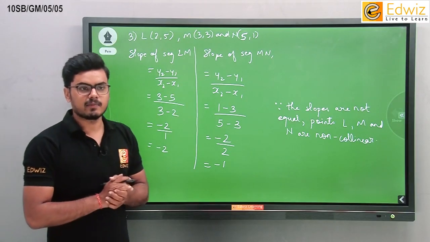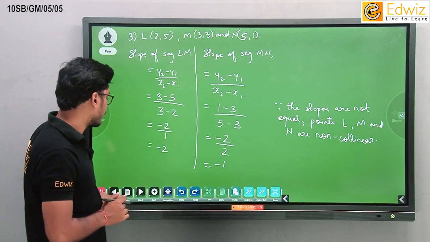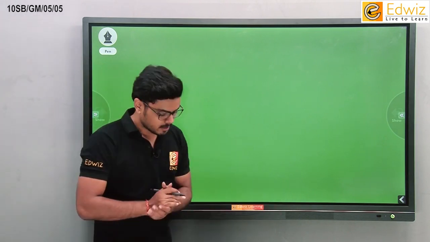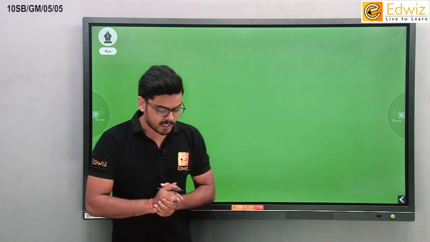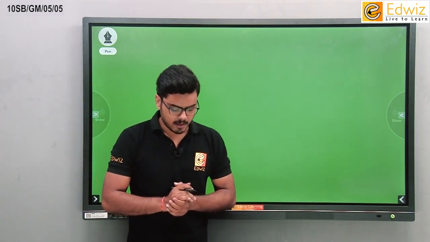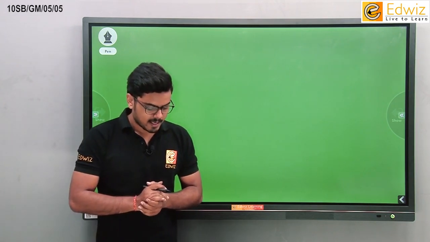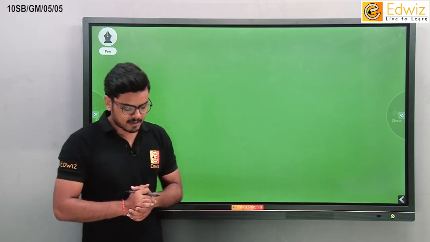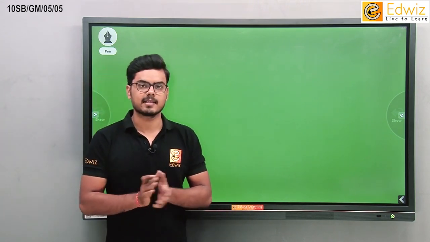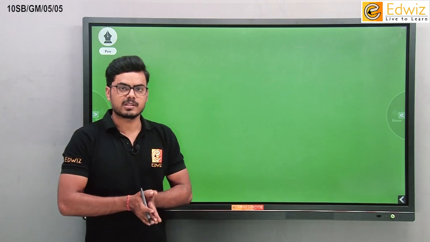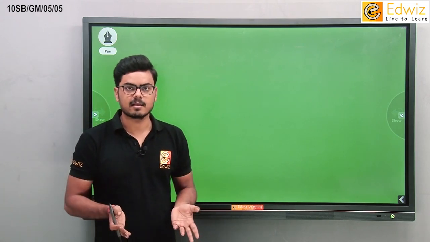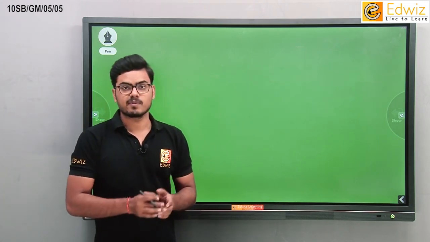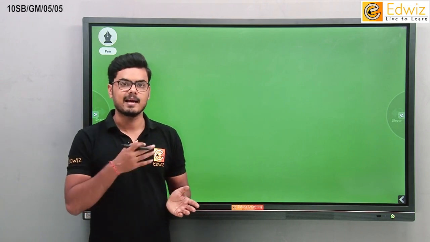Okay, so let us start with question 4 now. I'm going to the next page. Question number 4: if points A(1, -1), B(0, 4) and C(-5, 3) are vertices of a triangle, then find the slope of each side. Now a very simple question, 3 vertices of a triangle are given. So you have to find the slopes of side AB, BC and AC.